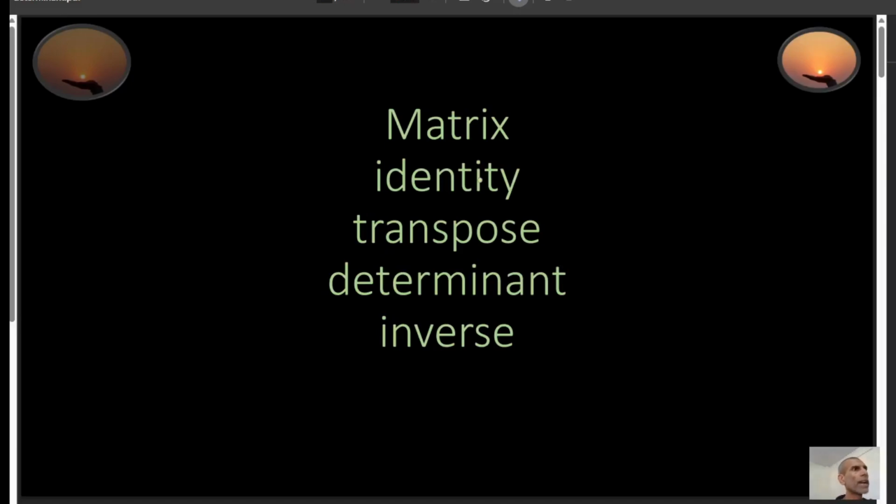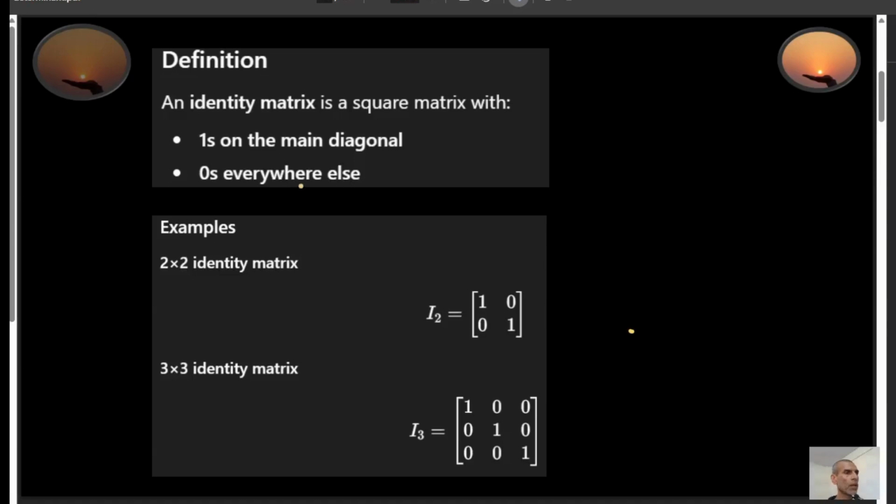Hello students, welcome back. So now we're going to be talking about identity matrix, transpose of a matrix, determinant of a matrix, and inverse of a matrix. So identity matrix, it is a square matrix. It has 1 on the main diagonal and 0 everywhere else. That's what your identity matrix looks like.